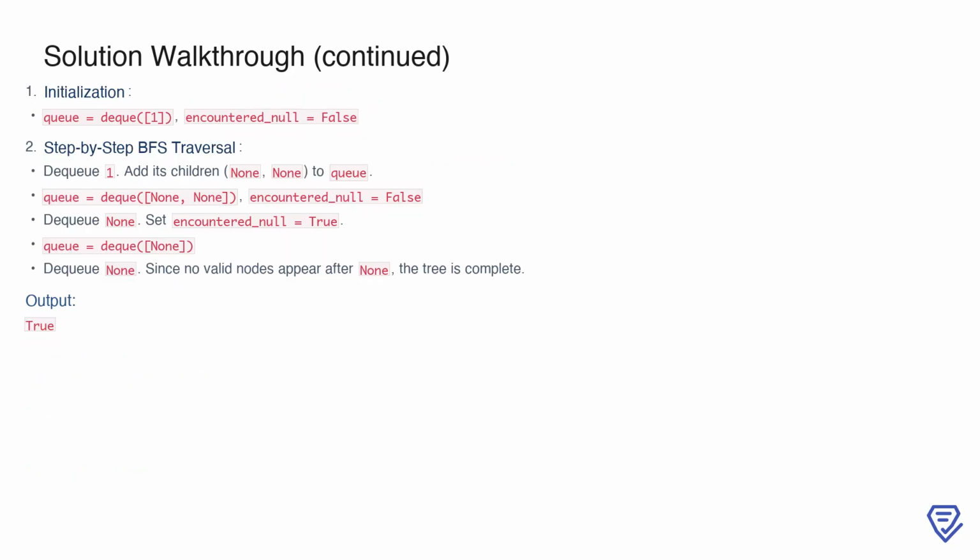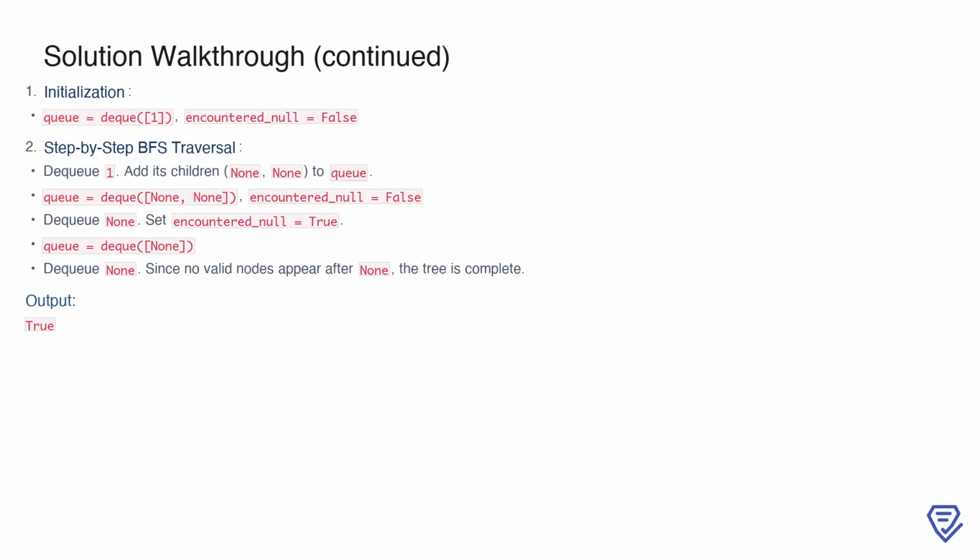Finally, let's consider the simplest case, a binary tree with only a single node. Here, the tree consists of just the root node, 1, with no children. We initialize the queue with the root node and set the encountered_null flag to false. Dequeuing the root, we add its children, both none, to the queue. When we dequeue the first none, we set encountered_null to true.